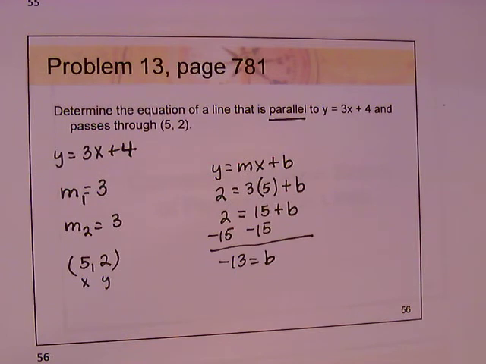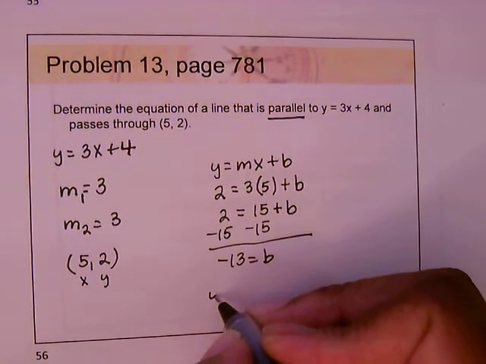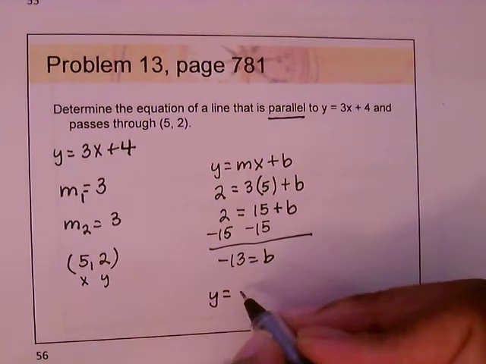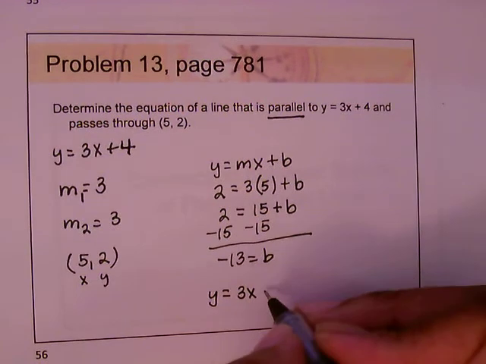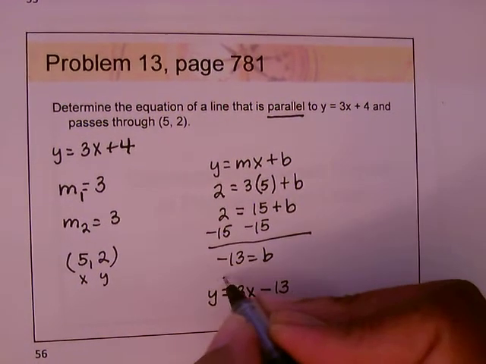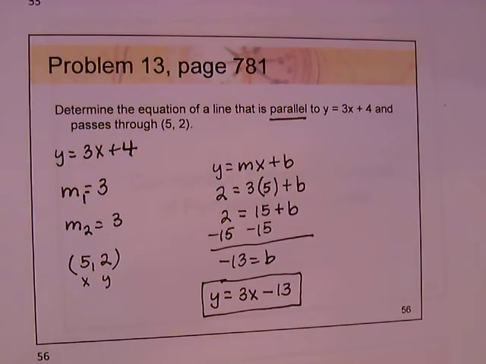So using y equals mx plus b, we just substitute the m and the b. That means we get y equals 3x plus a negative 13, which ends up being minus 13. So this is the equation of the line that is parallel to y equals 3x plus 4 and passes through the point (5, 2).